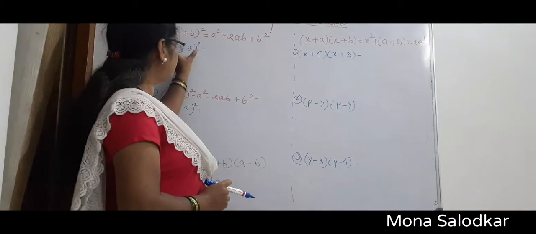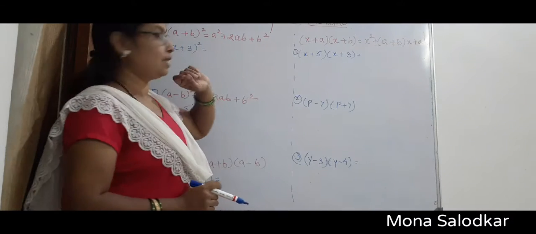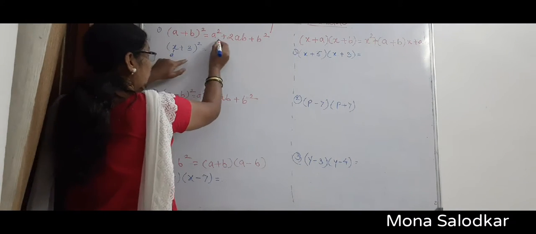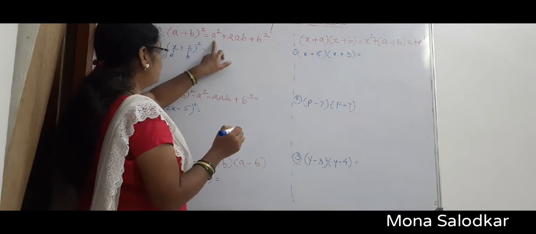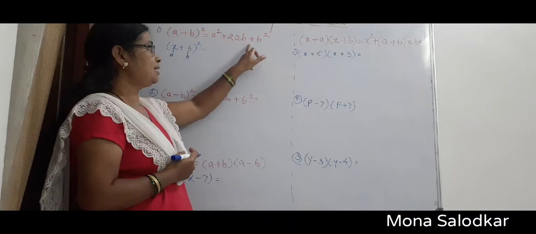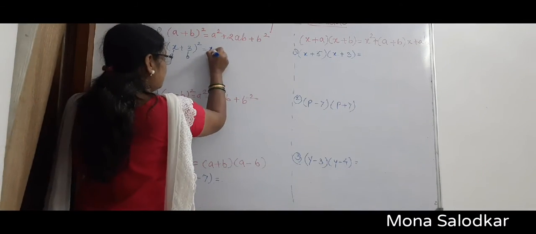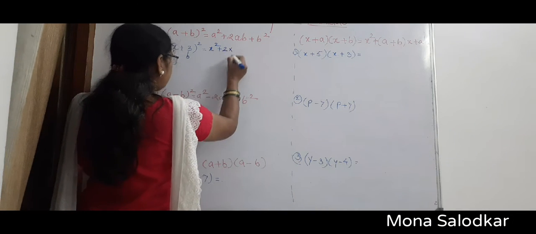Now see here, if (x plus 3) square, what you have to find out? (x plus 3) square. Now what is a here? a is x. And what is b? b is 3. Now see here, what is the formula? a square plus twice ab plus b square. Now a square means, what is first? a is x. So x square plus 2 into what is a?